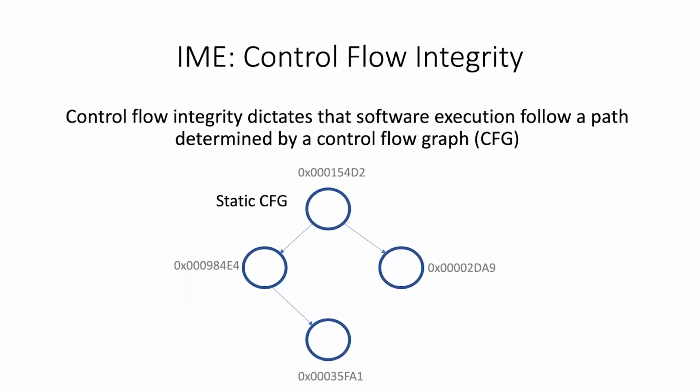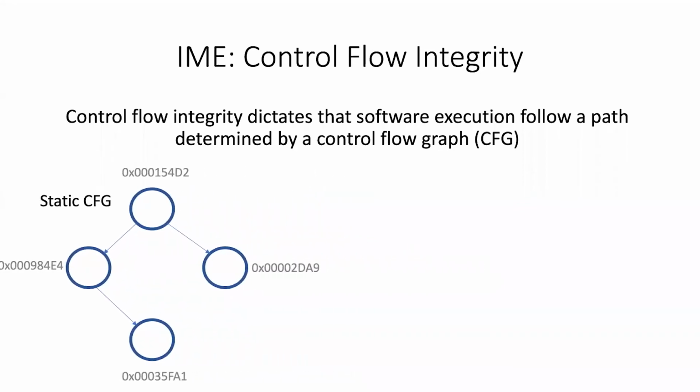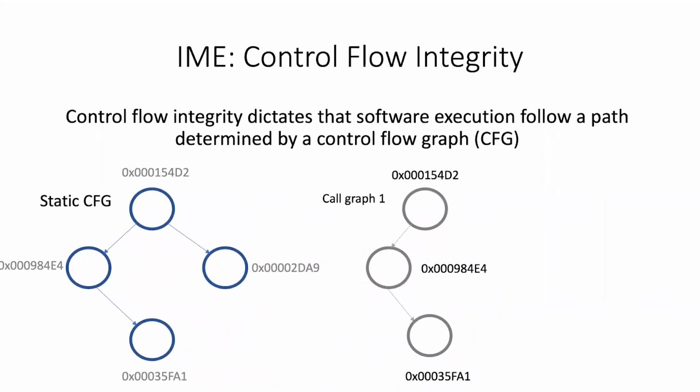Now, a sample security policy which works very well for IME is CFI. CFI essentially dictates that your program execution should adhere to a static CFG, a static control flow graph. And what does that look like? If you look at the CFG here, there are two possible call graphs. One follows the left branch to reach the bottom node.